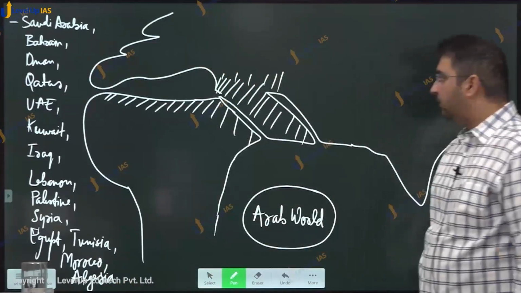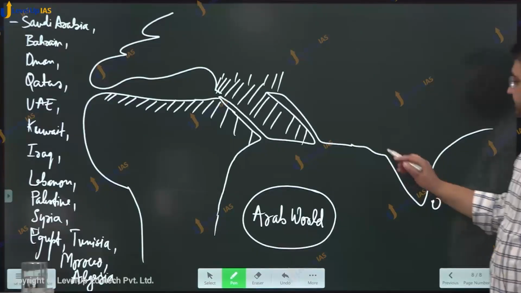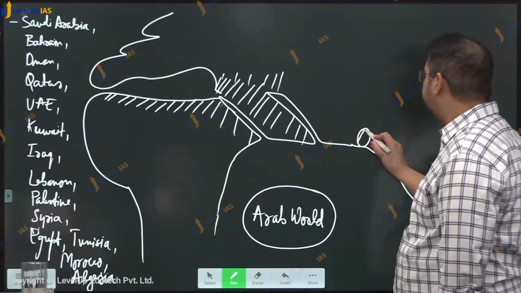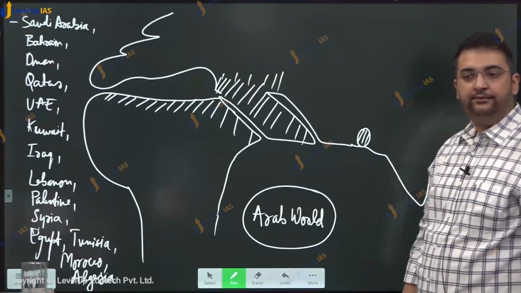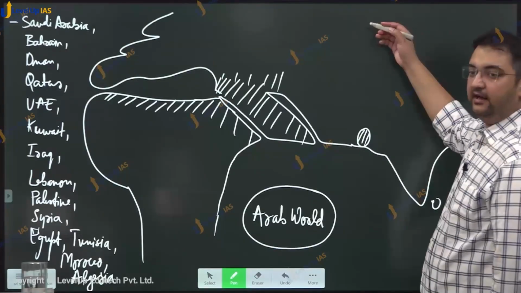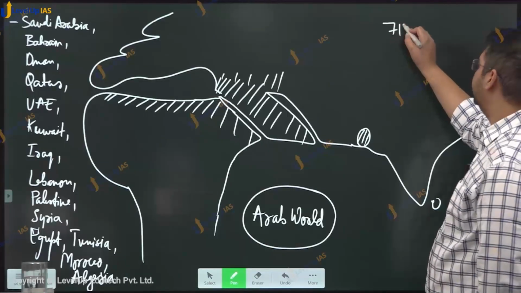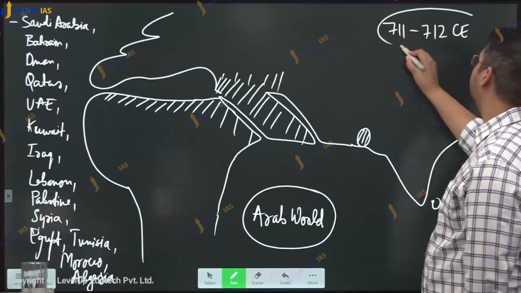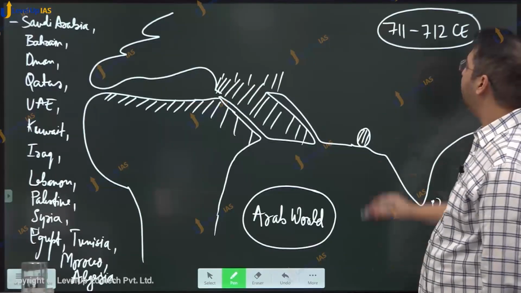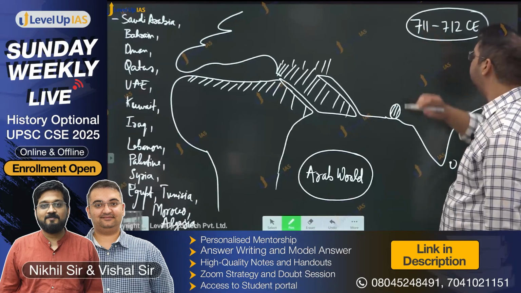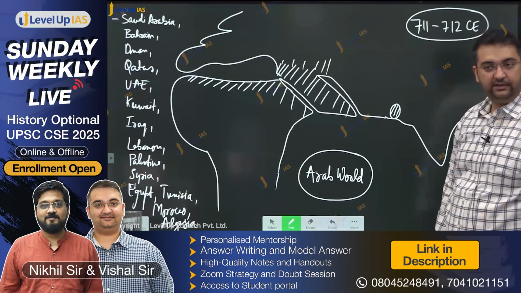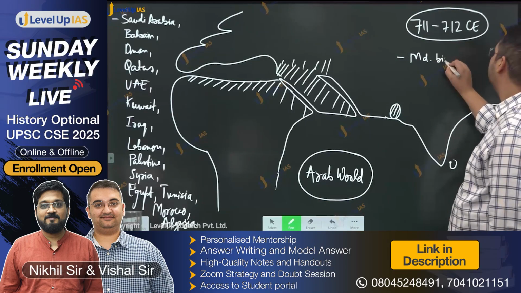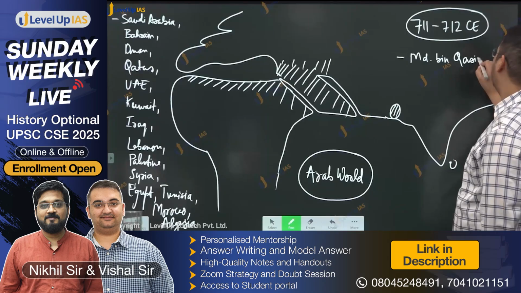Now, conquerors from this region established their influence over the region of Sindh when? In the early 8th century, 711 to 712 CE. What was the name of the Arab commander who established Arab rule over Sindh first time? Muhammad bin Qasim.